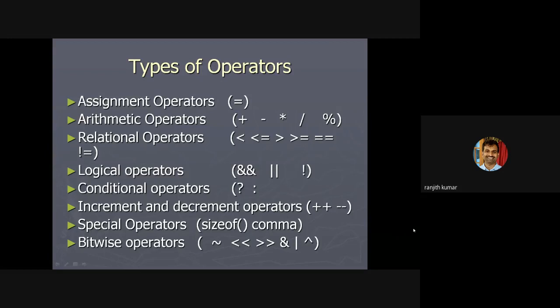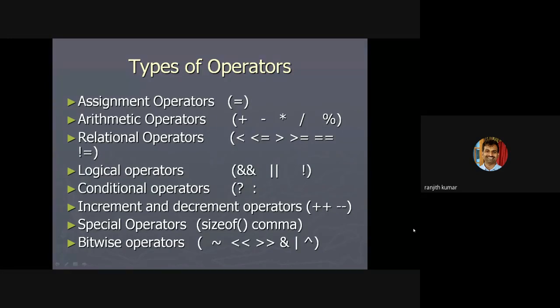C is equal to A plus B. A and B will be added and stored in C, like that. So whereas arithmetic operators are what? Arithmetic operators are used to perform all the arithmetic operations like plus, minus, star, slash, modulus. And you know the difference between slash and modulus, right? Slash will give you the quotient, whereas modulus will give you the remainder, right?